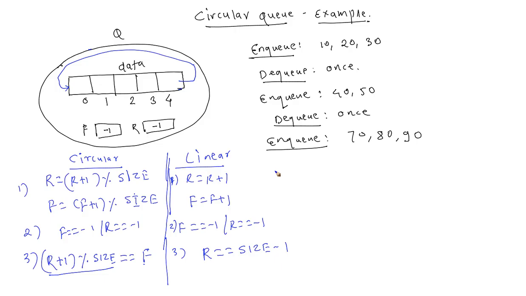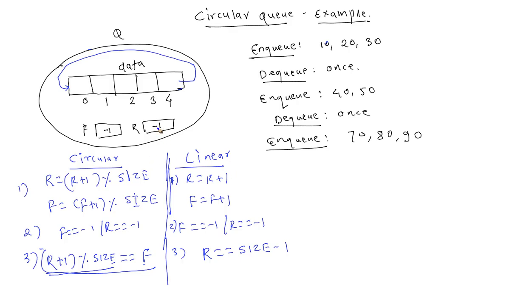Now let us solve this numerical example on circular queue. The first thing is NQ. Whether it's a circular queue or a linear queue, before performing the NQ operation, we have to check if the queue is full. How will I check queue full? Here in circular queue, I'll use this formula to check if the queue is full before performing the NQ operation.